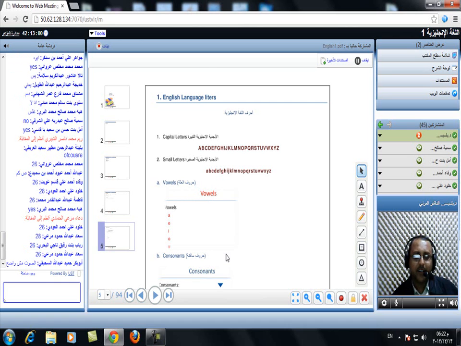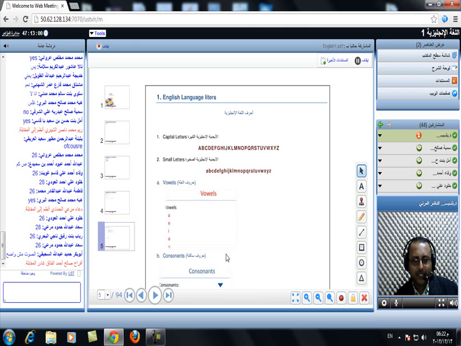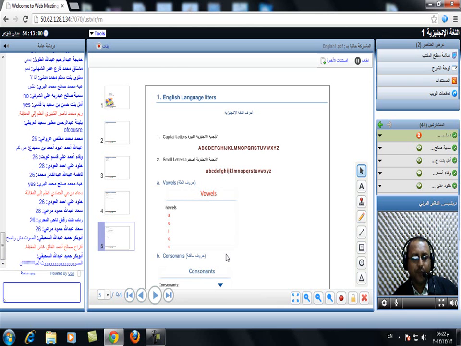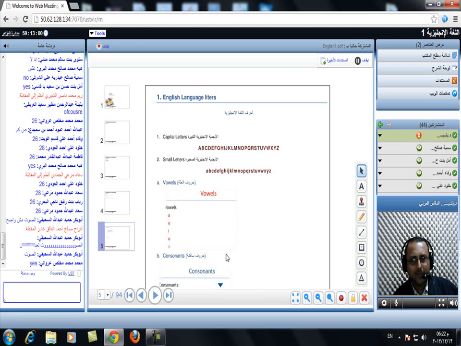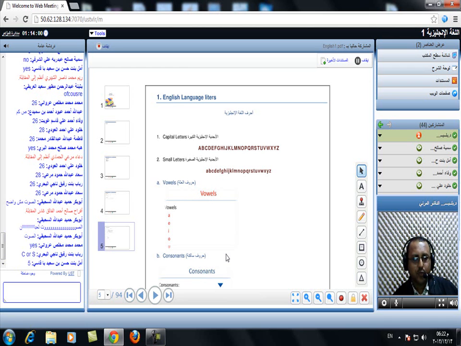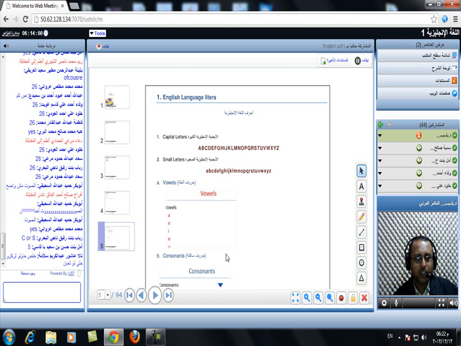These letters can be classified into two types, as you know: capital letters and small letters. No, I didn't say anything about vowels. We have another division of letters. Letters also can be divided into two other types: vowels and consonants.